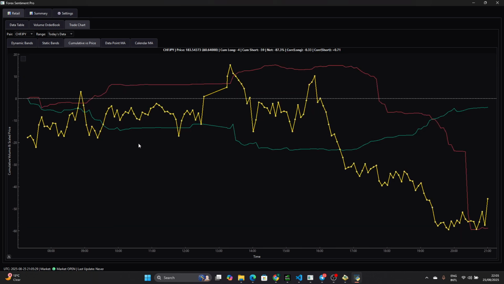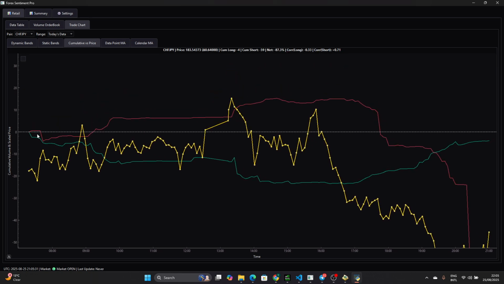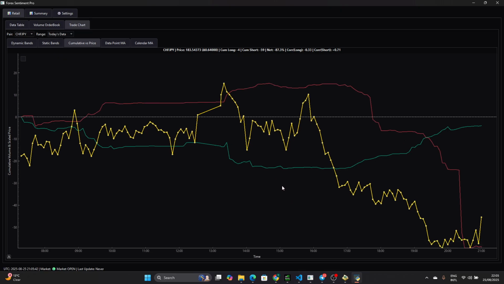And then when the price is below the zero line on the cumulatives, that's where you will be interested in looking for a buy, if all your other points are met.